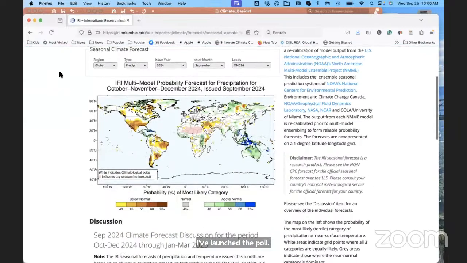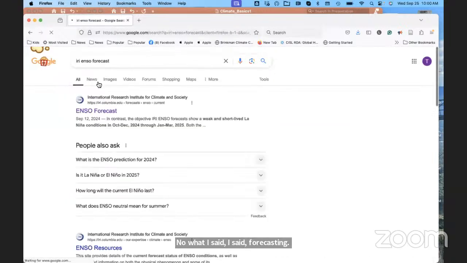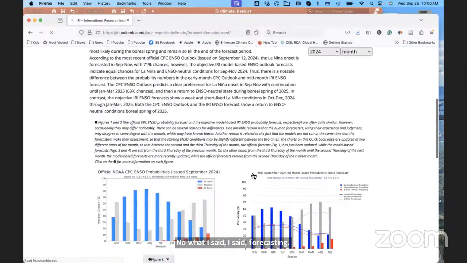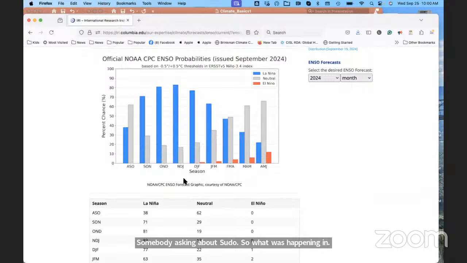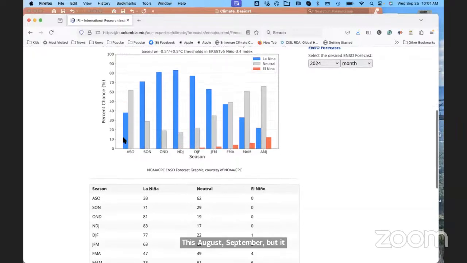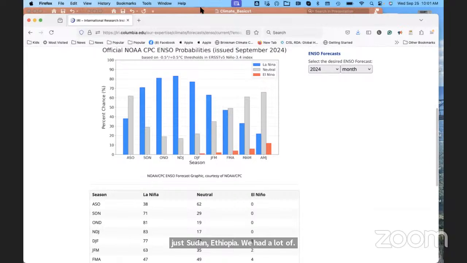In the forecast, somebody asked about Sudan. It's August, September, but it was mostly neutral and it doesn't go back to June, July. But I think it was still mostly La Nina and neutral prevailing. That was why we had a lot of heavy rainfall over Sudan, over Ethiopia as well.